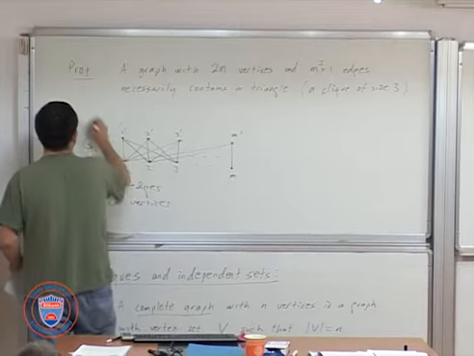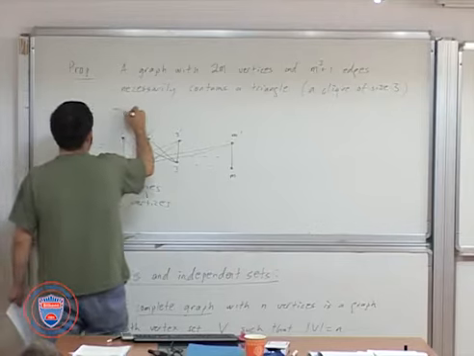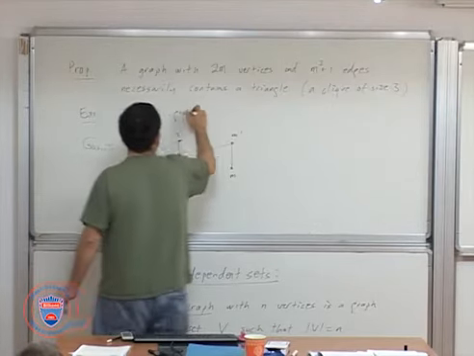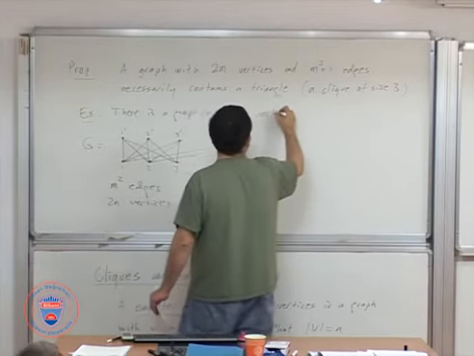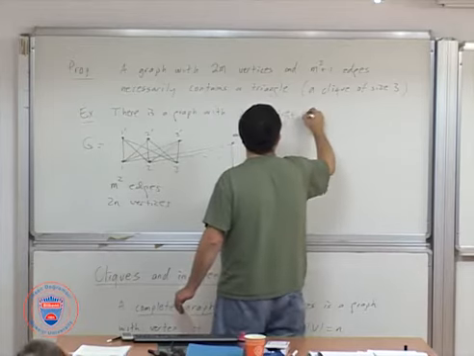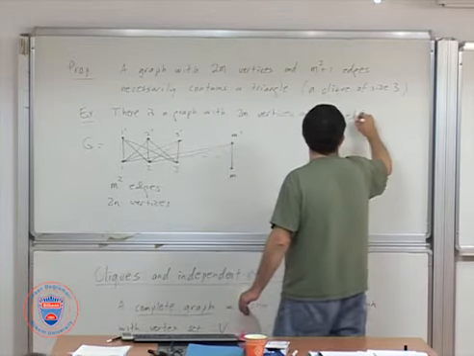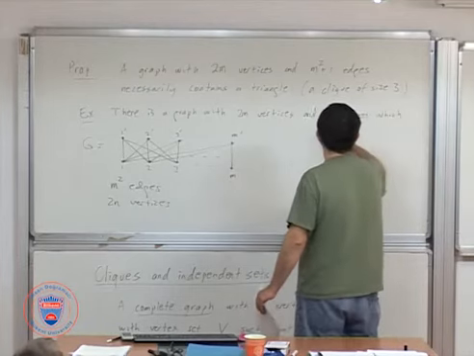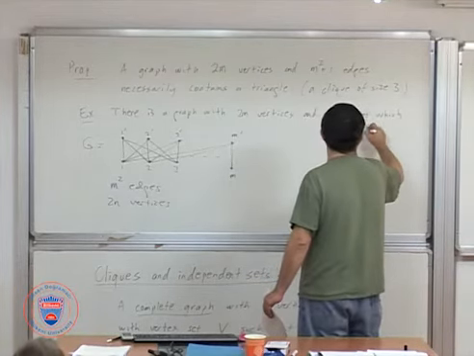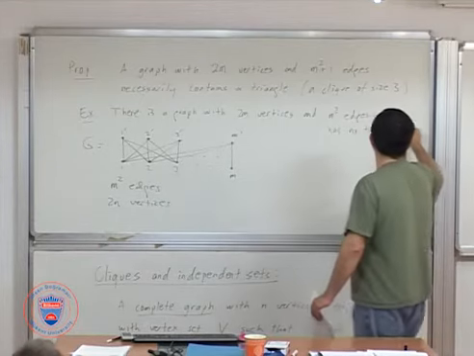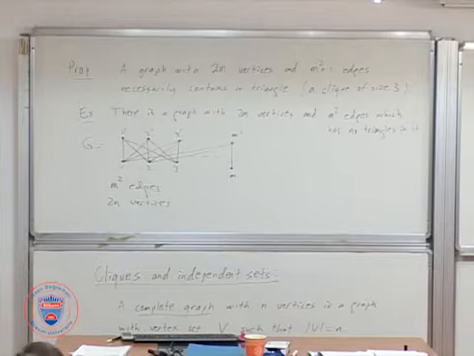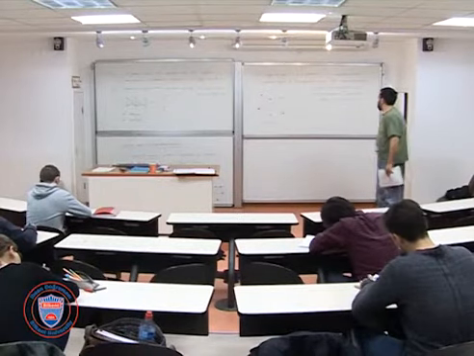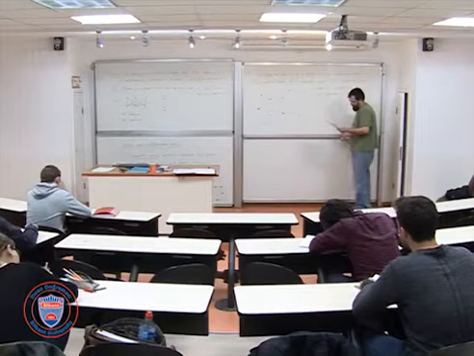So there is a graph with 2m vertices and m squared edges, which has no triangles. So you can see that this plus 1 makes the whole difference. If you just have 1 more, suddenly you have to have a triangle. That's optimal.